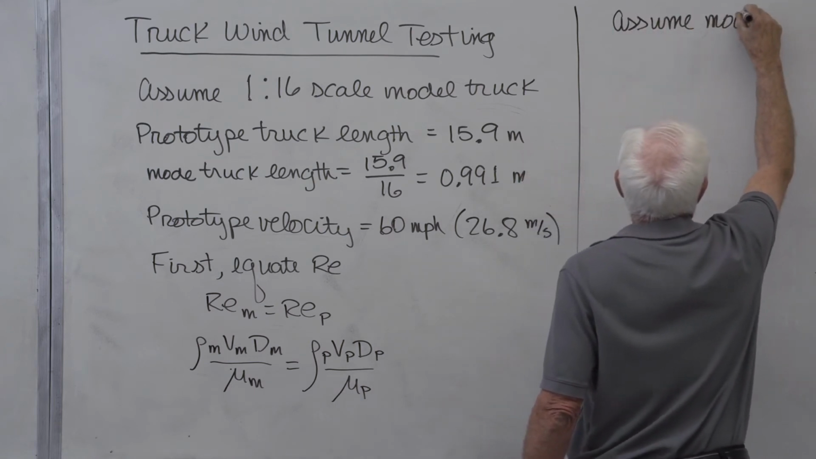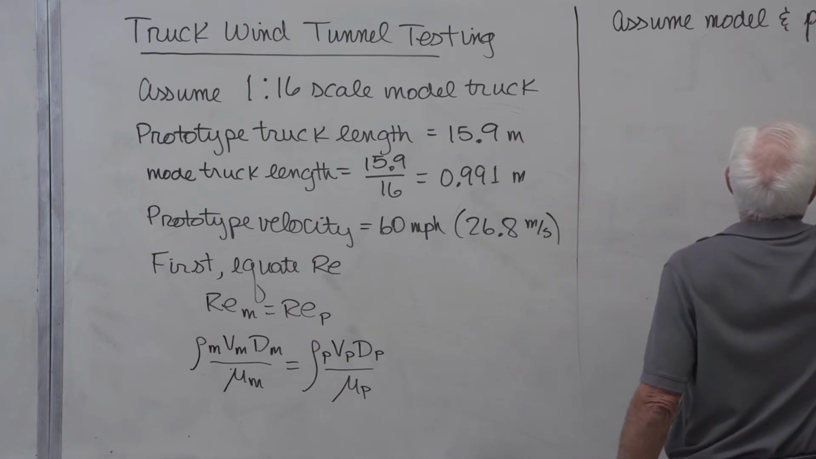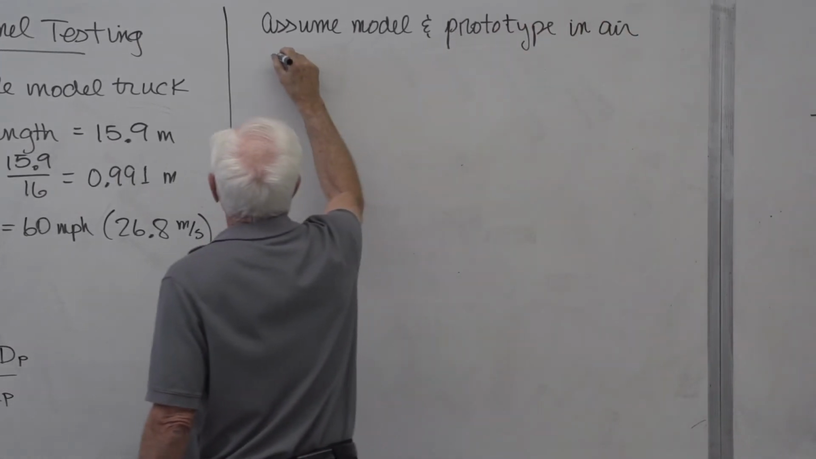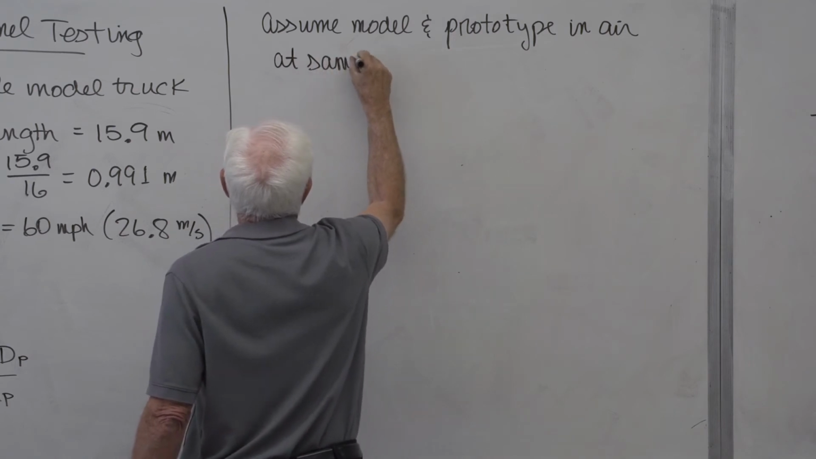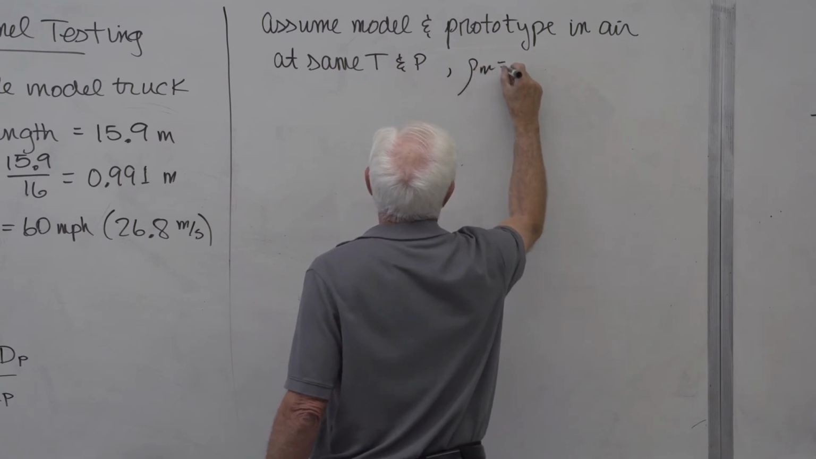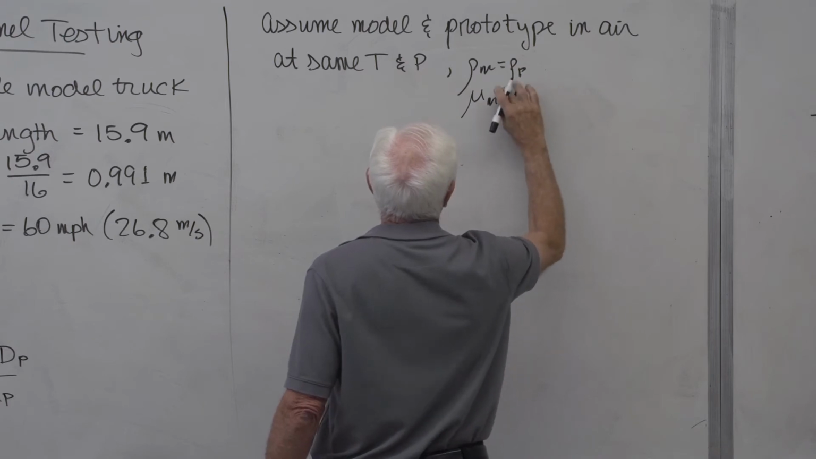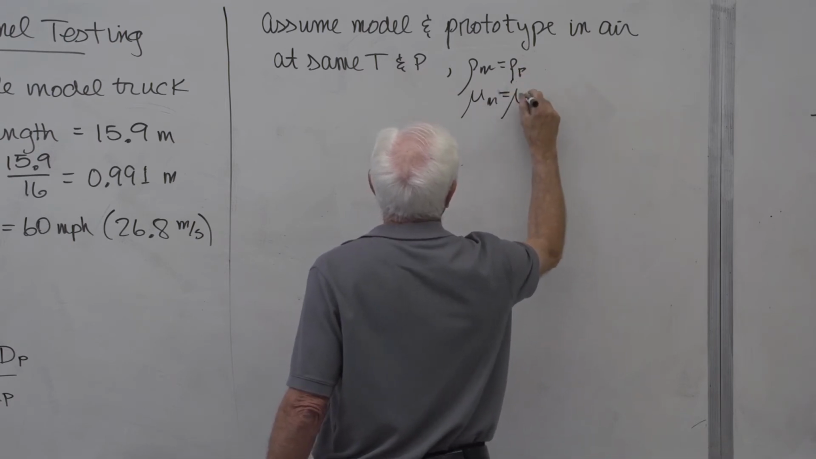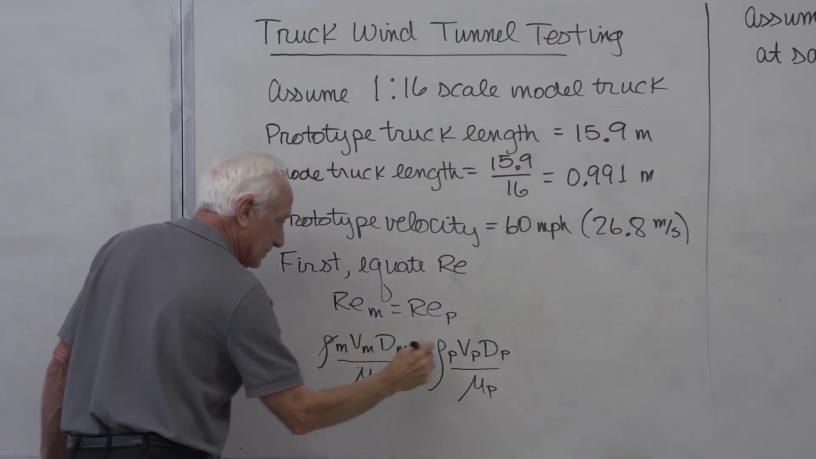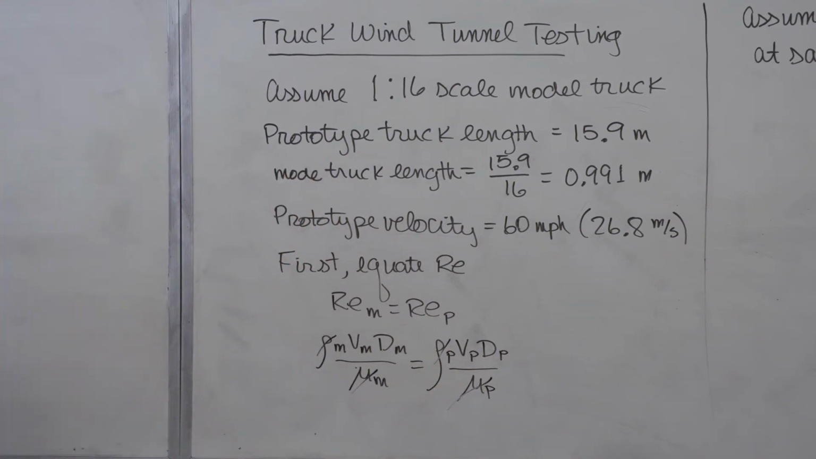Assume model and prototype in air at same temperature and pressure. So I know rho model equal rho prototype. I know mu model equal mu prototype. Okay, same density of air, same viscosity. It's air at 60 degrees Fahrenheit, 20 degrees C, whatever it might be.